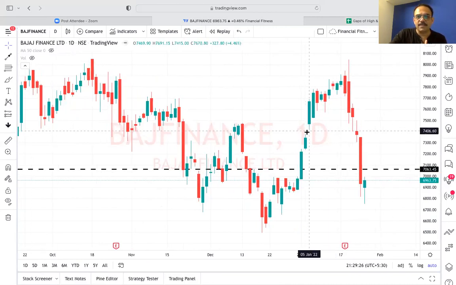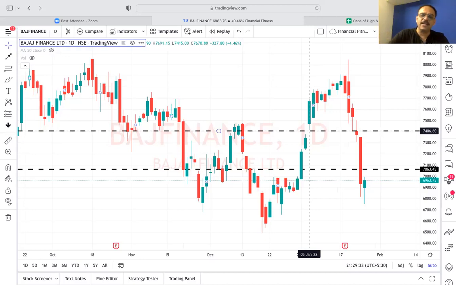Here is one gap, here is one gap. So it will face difficulty in going up. Bajaj Finance will face difficulty while going up from here to here in the next few days.